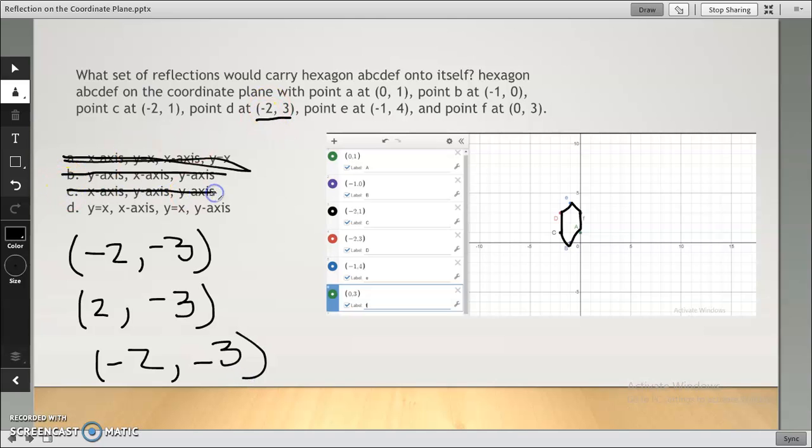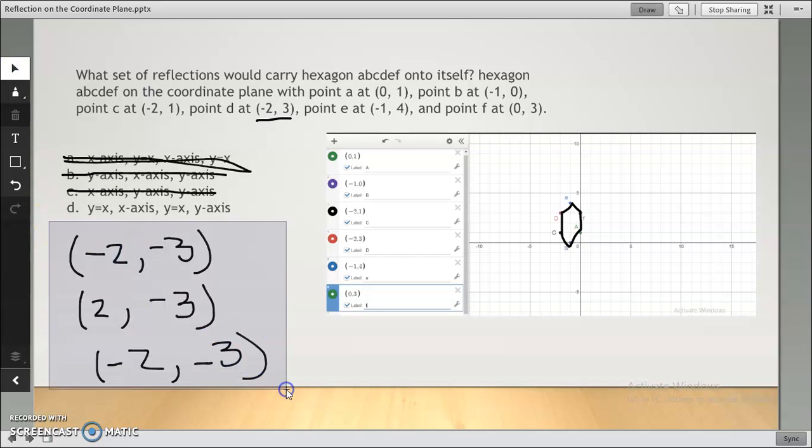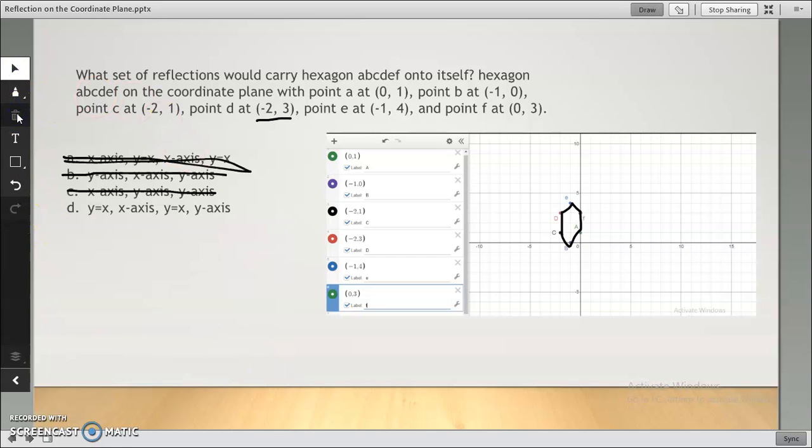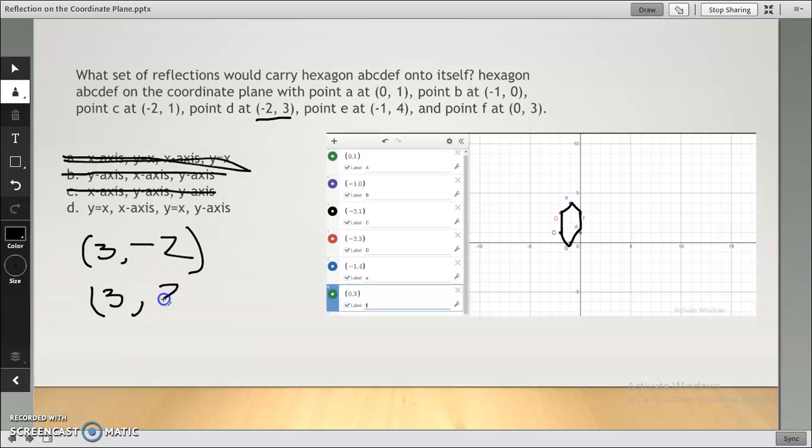So it looks like it's going to be D. I know some of you will be quick to say, okay, well, the answer is D. Hopefully we're right. Let's check ourselves though. Let's verify that we're correct. So first, y equals x. So I'm going to flip this around to (3, -2). Then I'm going to reflect it over the x-axis. When I do that, my y changes, so that's going to be (3, 2).